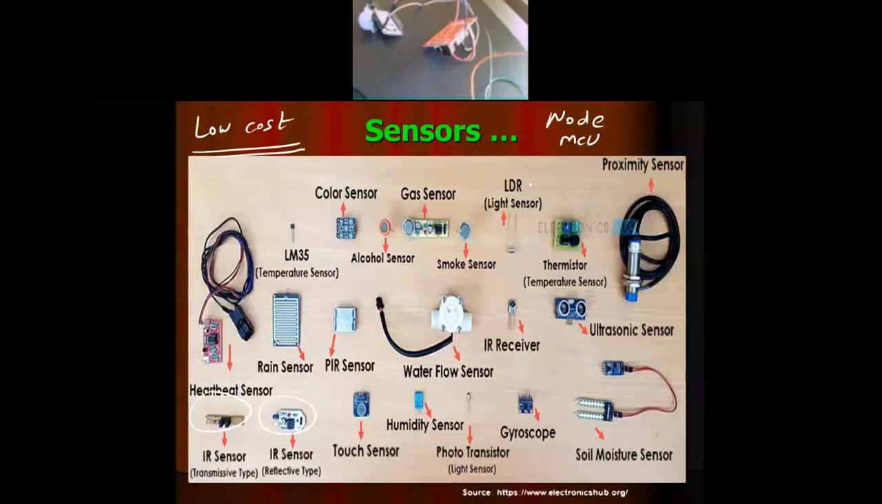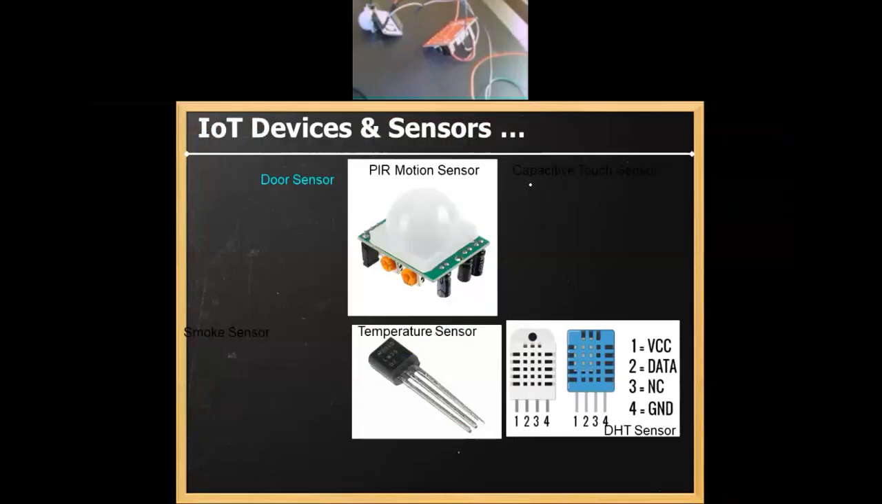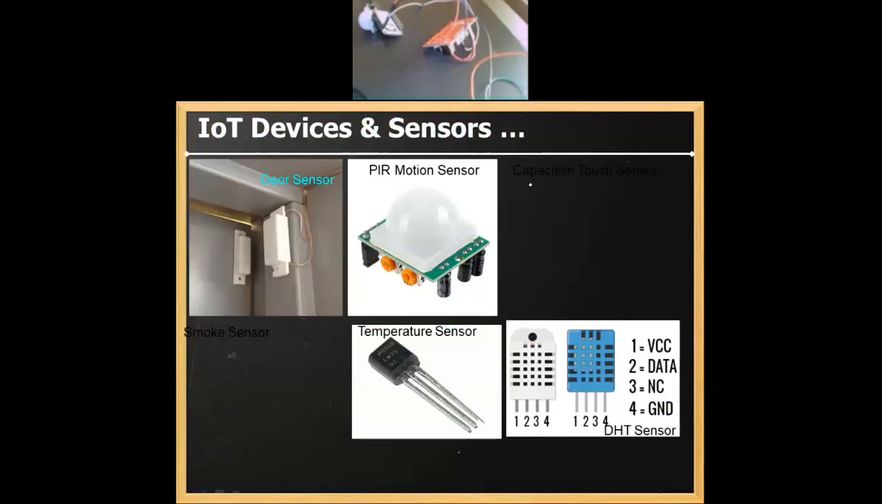A few more IoT devices and sensors are shown here. This is a door sensor. So you can monitor at what time the door was opened and what time it was closed by putting this door sensor here and connecting it with our IoT hardware. Then the PIR motion sensor: whenever somebody is inside the room, the PIR motion sensor will automatically detect and give a signal. So ultimately, it will detect the presence of a human being. Mostly, it's based on the principle of infrared.